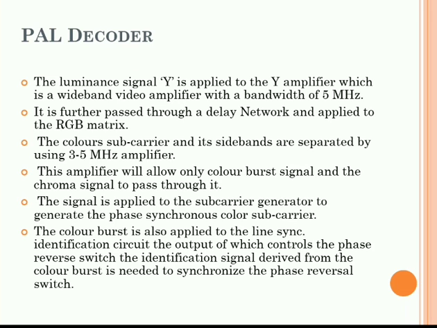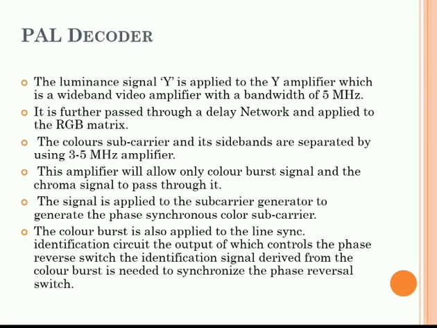This amplifier will allow only the color burst signal and the chroma signal to pass through it. Because it is a chroma amplifier, only these two will pass through it. The signal is applied to the subcarrier generator to generate the phase synchronous color subcarrier. It will produce a subcarrier signal whose frequency is 4.436185 megahertz. Okay.